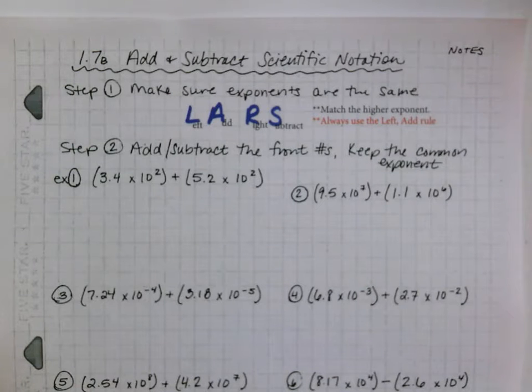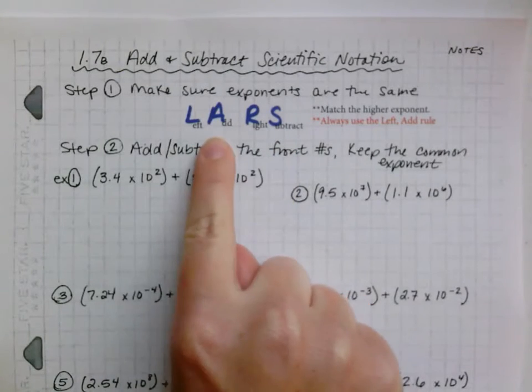So for this problem, you first need to make sure that the exponents are the same. You can't add or subtract scientific notation unless the exponents are the same. Think of it kind of like common denominators on a fraction. So in order to get exponents that are the same, we can use LARS again, left add, right subtract.